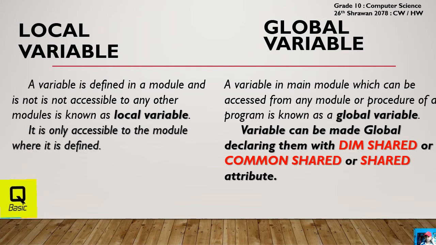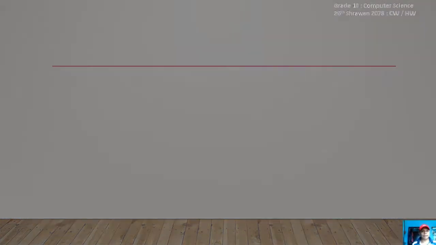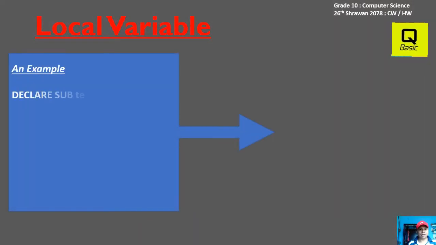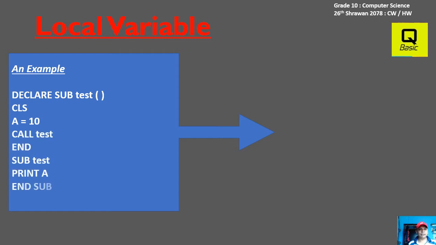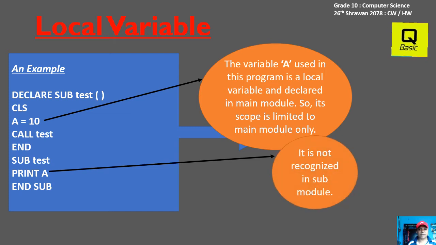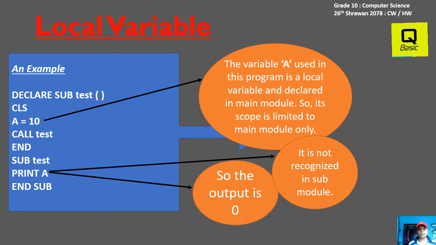Okay, so our next is the local variable. Here is an example of the local variable. Here you can see in this example, the variable a is used as a local variable and declared in the main module. So its scope is limited to the main module only. That's why it is not recognized in the sub module down there. Okay, so that's why the output will be 0.